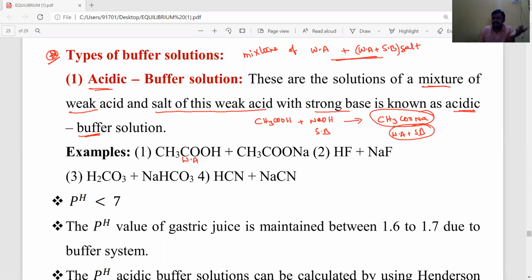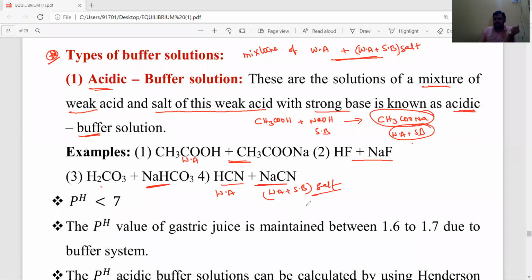We already discussed the types of salts earlier in these examples. So that mixture is known as an acidic buffer solution. Some other examples are HF and NaF, carbonic acid and sodium bicarbonate, and hydrogen cyanide and sodium cyanide. Hydrogen cyanide is a weak acid, and its salt is a weak acid plus strong base salt.